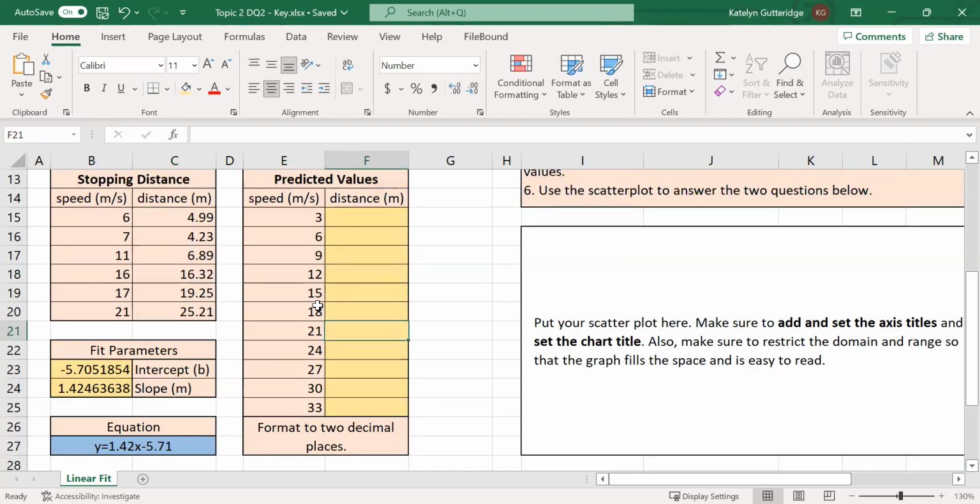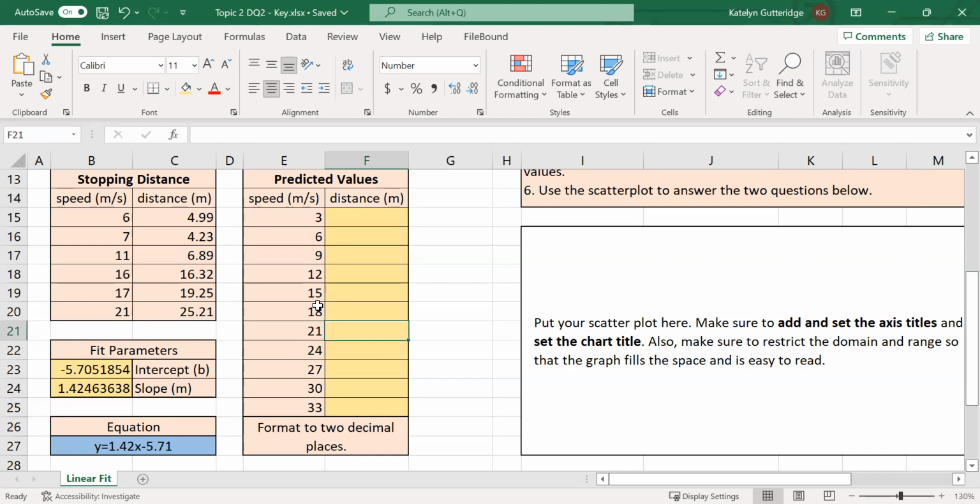Okay. Now that we know our slope and our intercept, we can graph the line and we can find predicted values. These values are predicted. They're going to be approximates again because we are finding an approximate slope and y-intercept. These are not perfect because our data is not perfectly linear, and we'll see that when we make the graph.